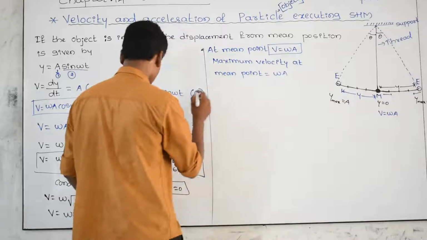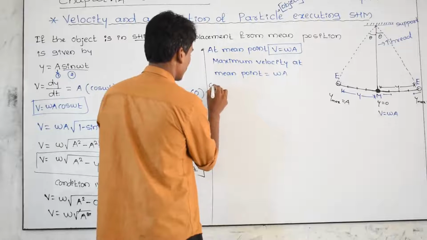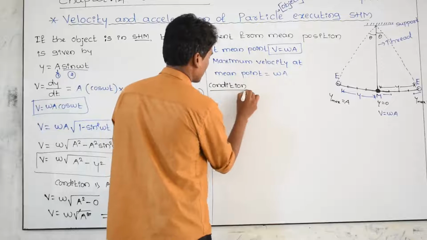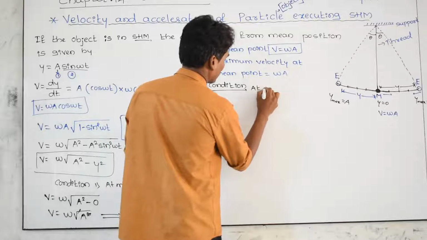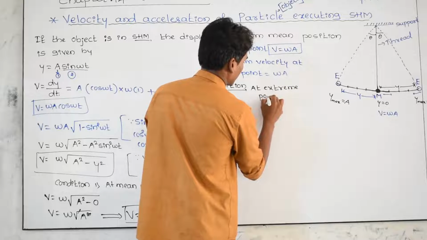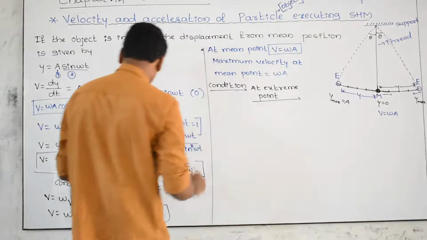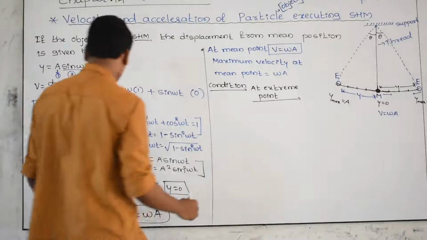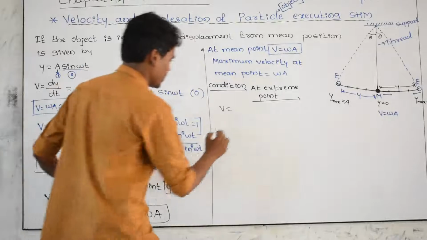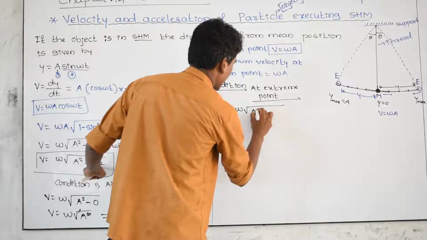And the second condition. What is the second condition? That is condition number 2: at the extreme point, what is its velocity? You know very well, again take this formula. V is equal to omega root of A square minus y square.